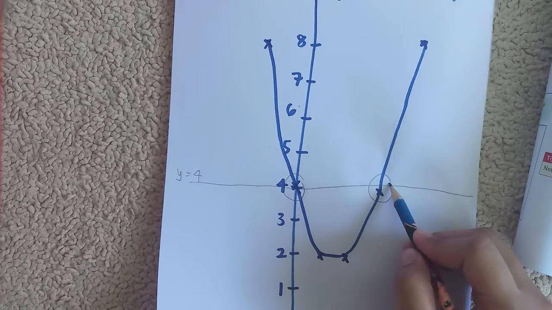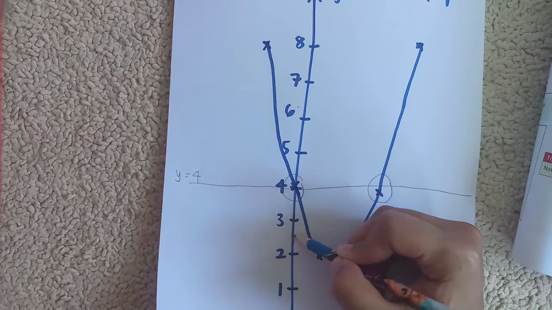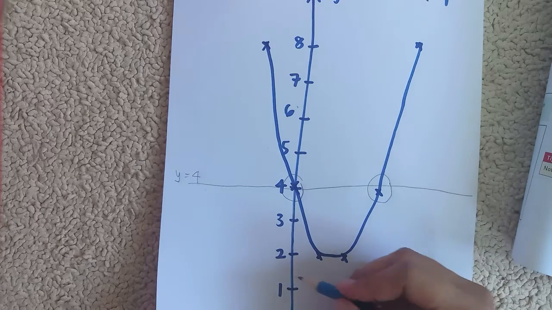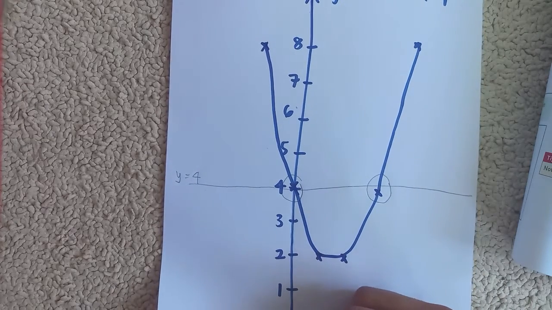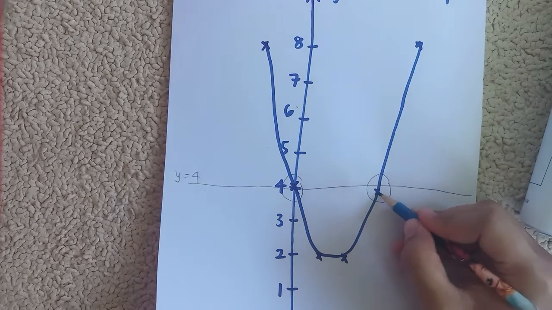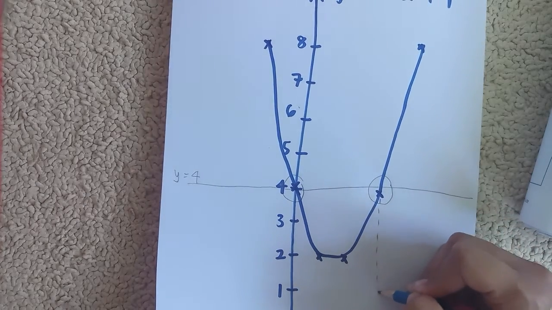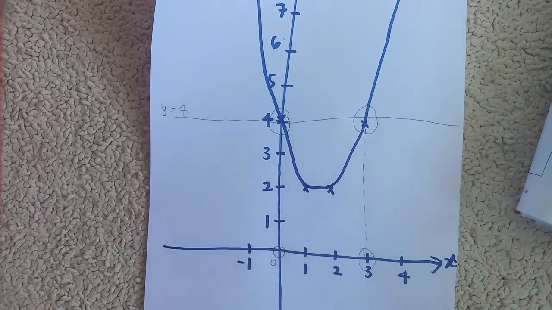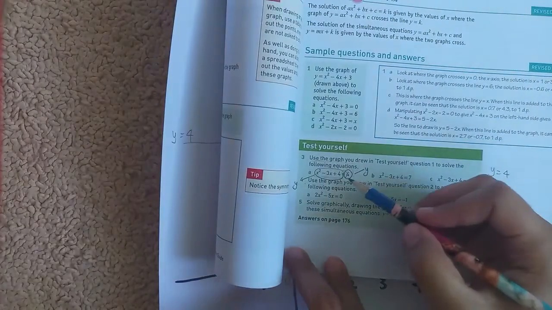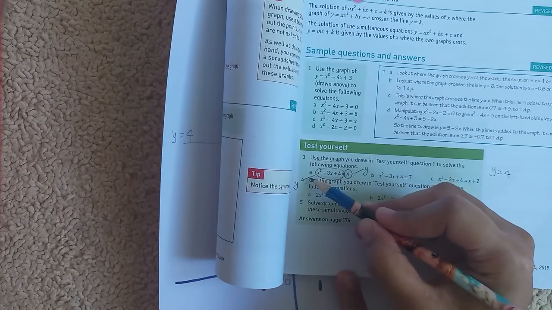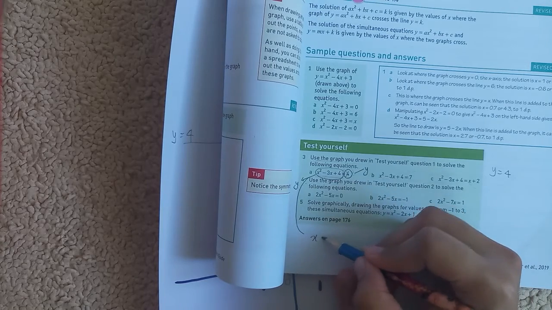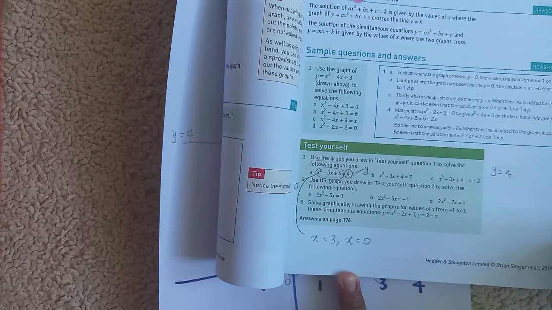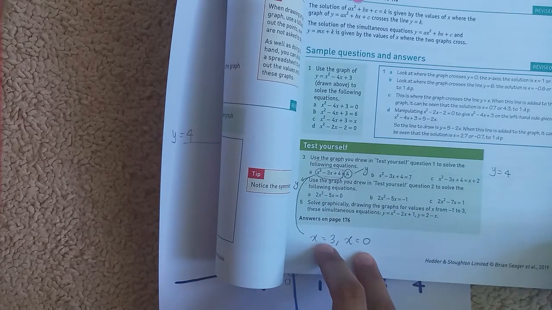So how do we solve? You just read the value of x. Look at the point of intersection and then go down. You can use your ruler. Go down and look at what this value is. So this is x equals 0. And for that other point, you go down and look at the corresponding value: x equals 3. So for the first graph, your answer is x equals 3 and x equals 0. So we have two answers.